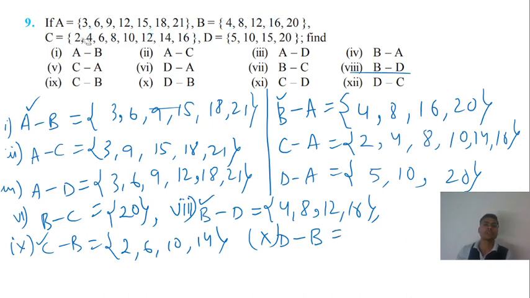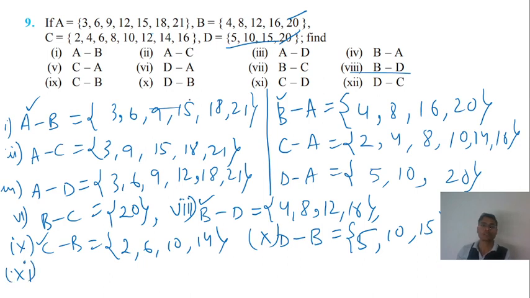Okay, so now we will write all the elements of D after removing B from it. B has just one element, so we will write 5, 10, and 15 here.